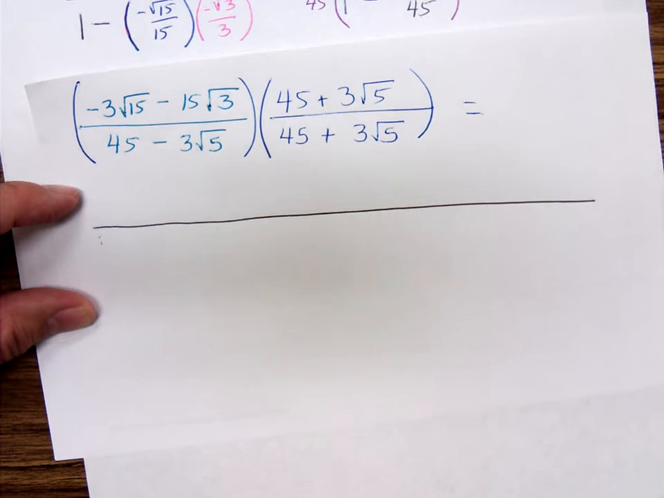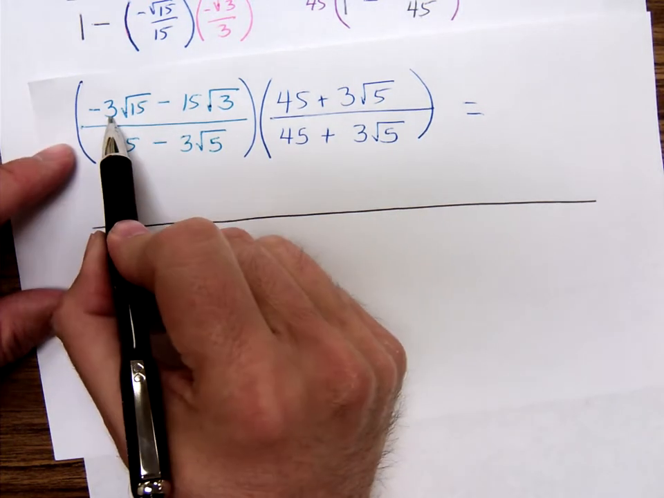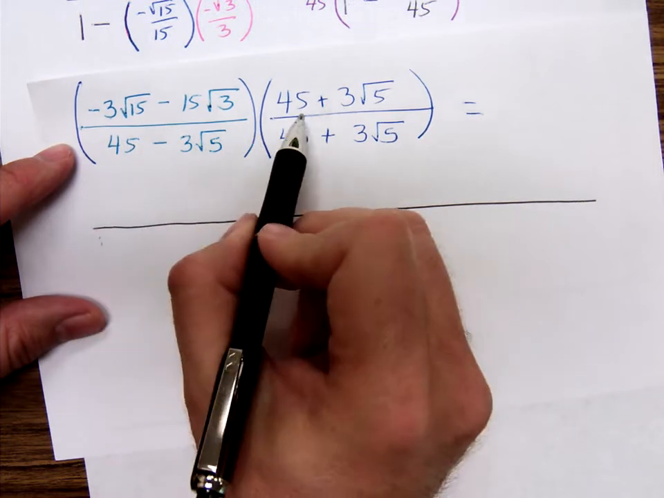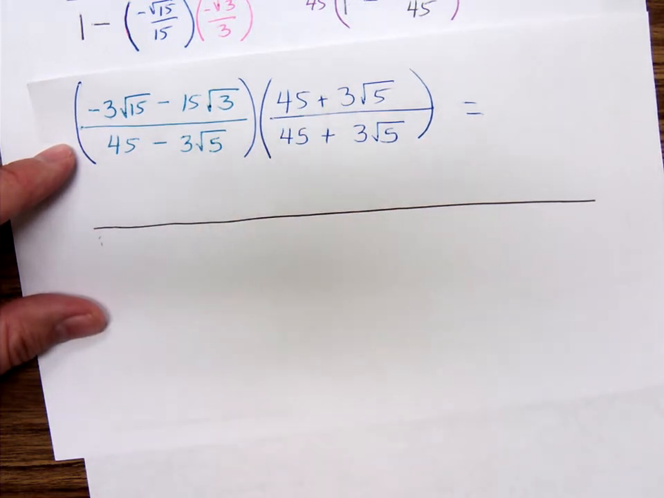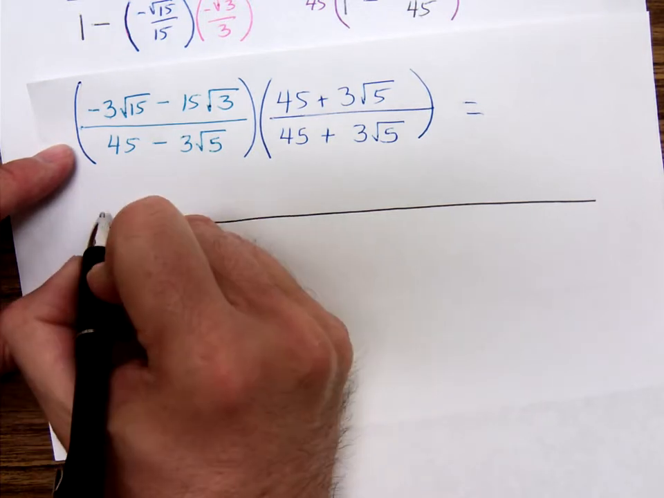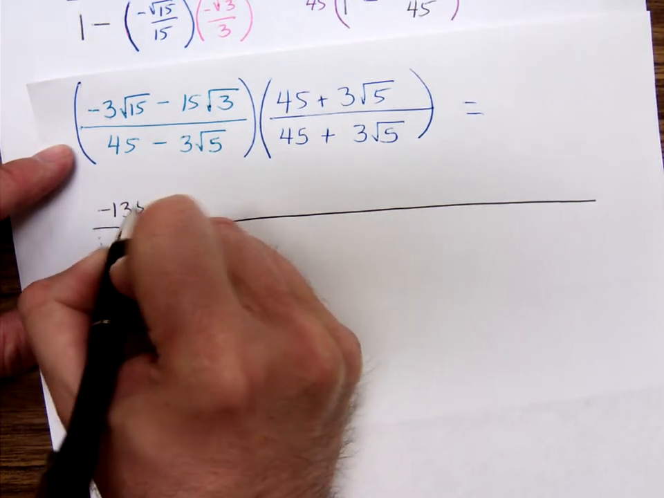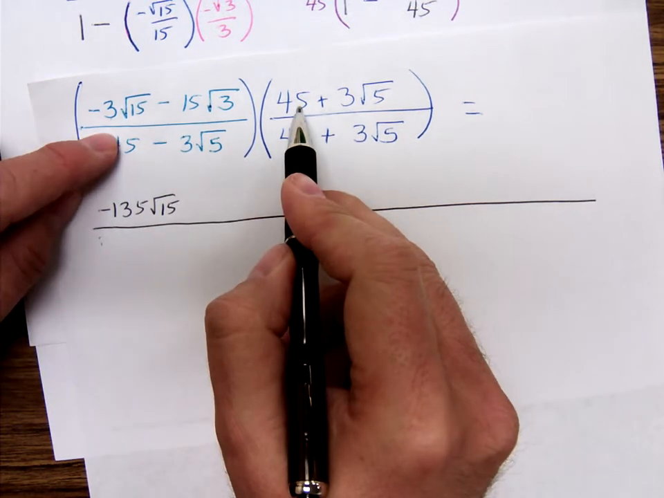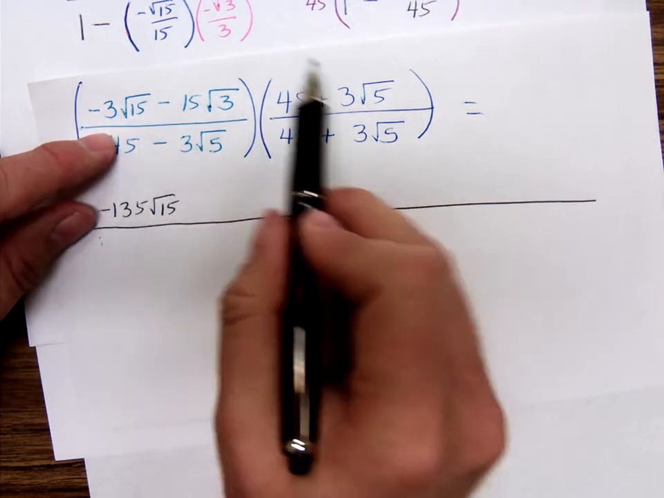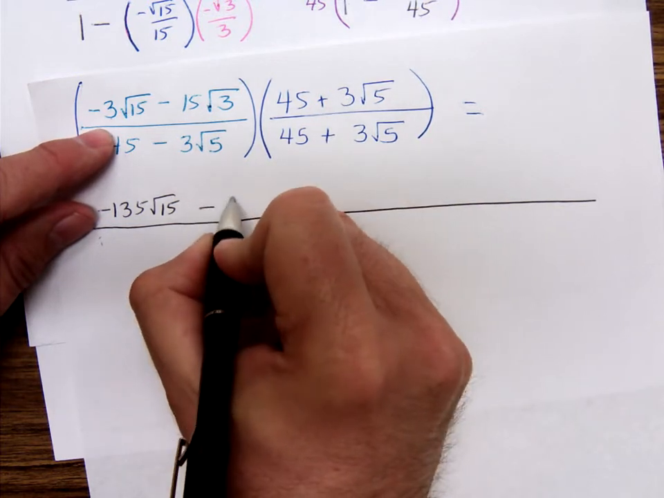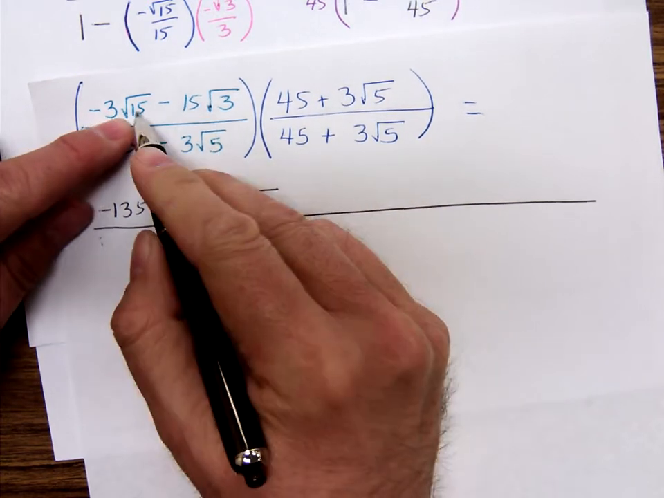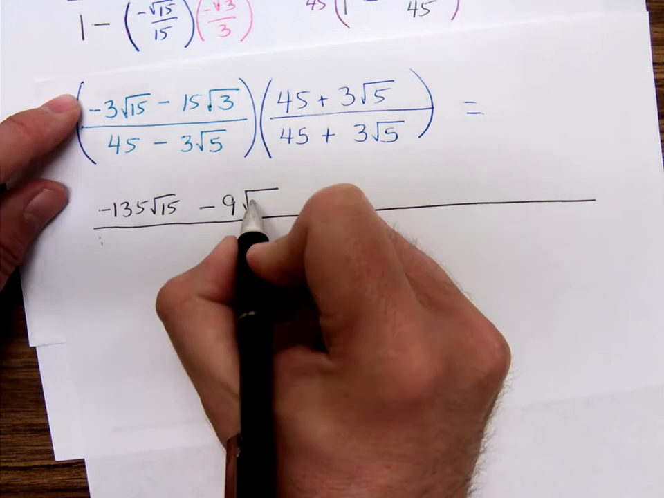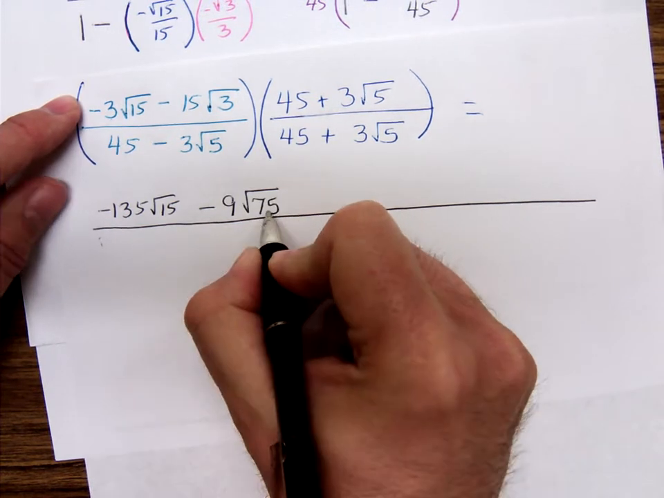Okay, so falling out the top. Negative 3 square root of 15 times 45. 45 times 3, what would that be? 120 plus 15. So we have a negative 135 square root of 15 first. Then an outer. 3 times 3, 9. 15 times 5, is that a 75? I think I'm going to be able to simplify that some.